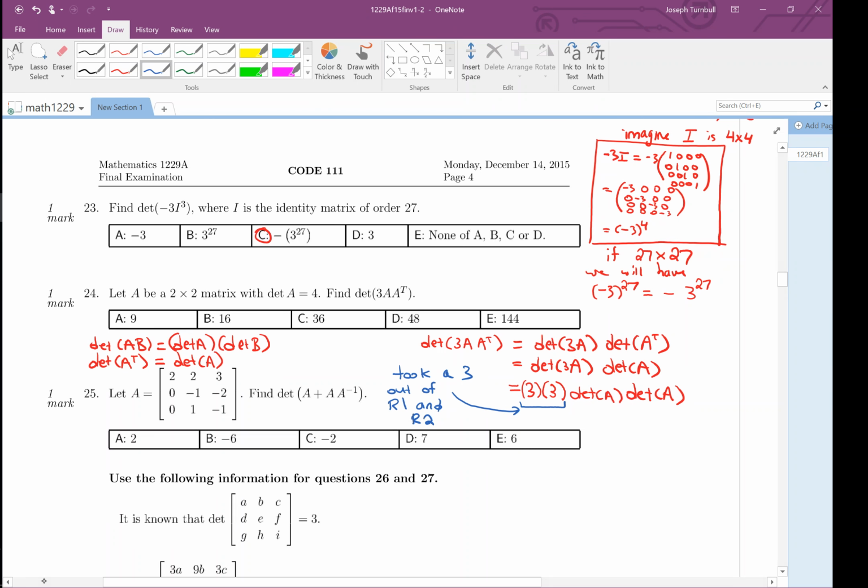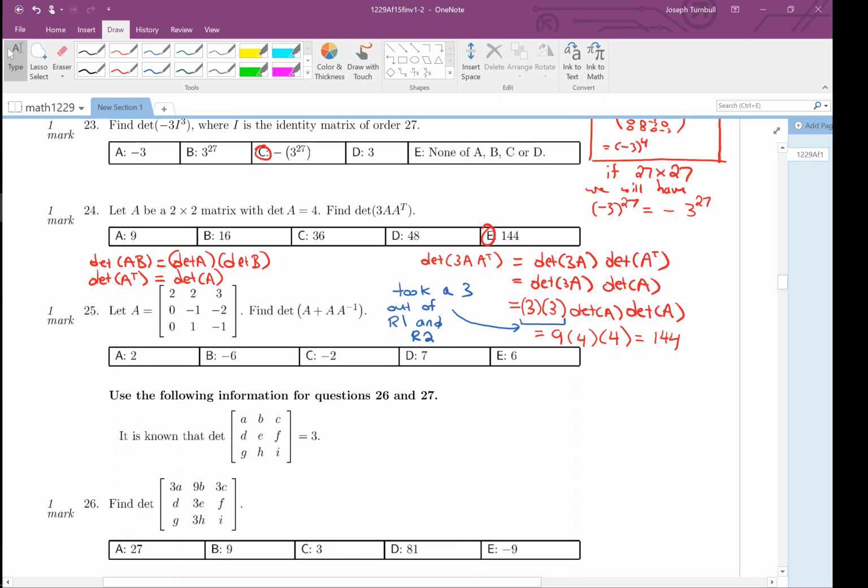Now we can finish this. That's 9 multiplied by determinant of A is 4. And determinant of A is 4. So we have 12 times 12, so 9, 3, 3, so 12, 12, 144. So 24 is E. Okay.